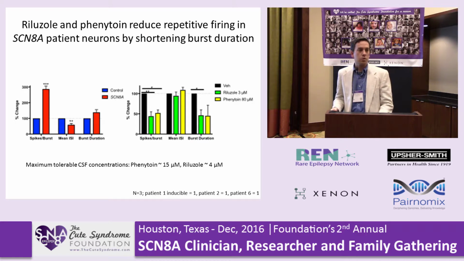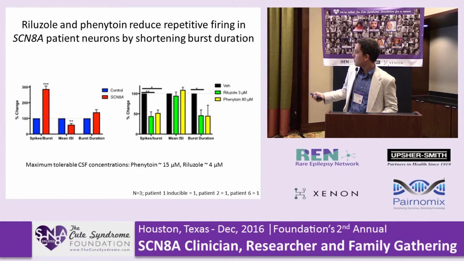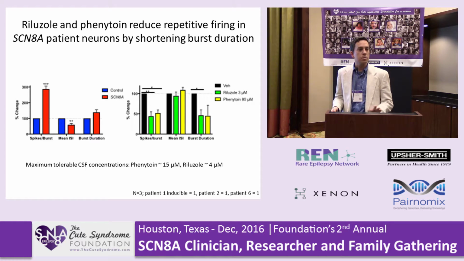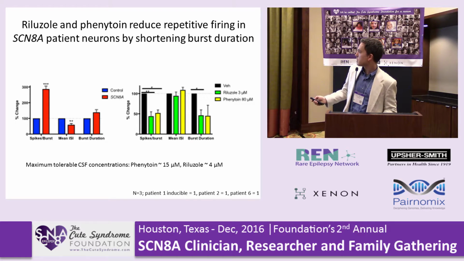We haven't done full dose curves to look over a broad range, but just a quick literature search showed that really the maximum dosage that I can find that you would get in a patient without really severe side effects would be about 15 micromolar phenytoin, where Riluzole, it looks like you could get anywhere up to about 3 or 4 micromolar. That might not be perfectly exact, but that seems pretty close from the literature.